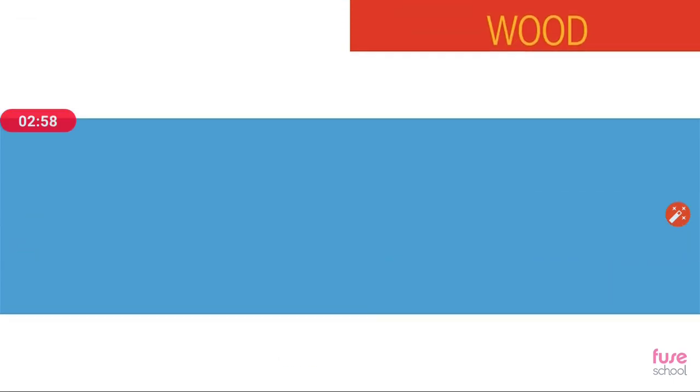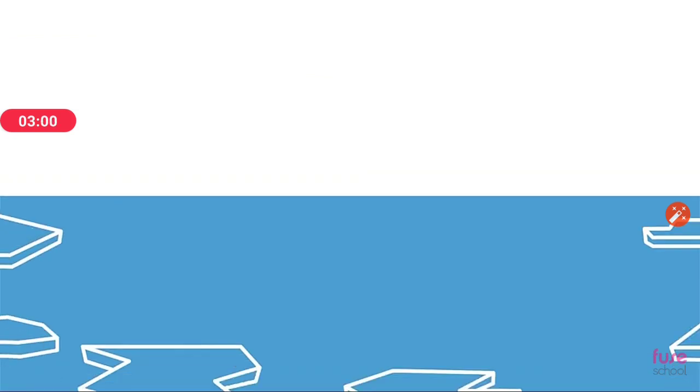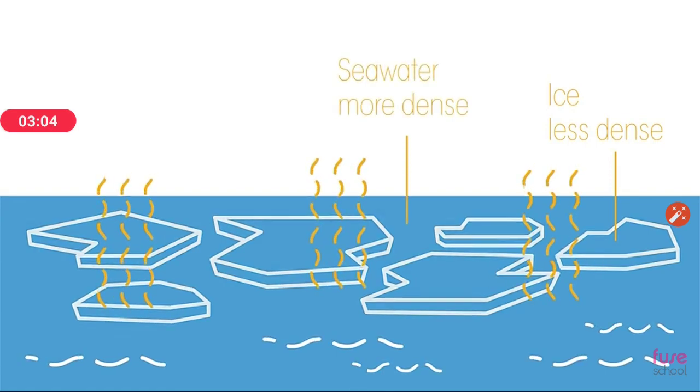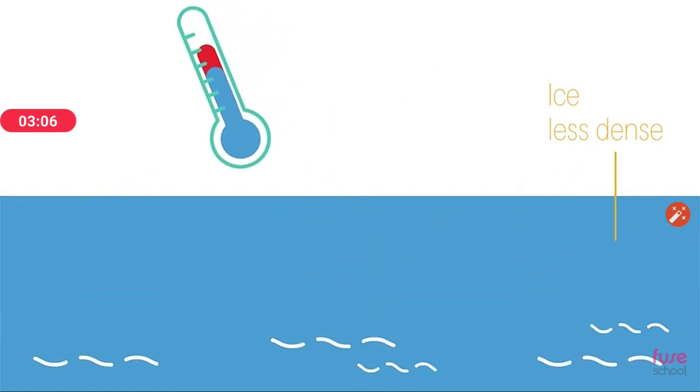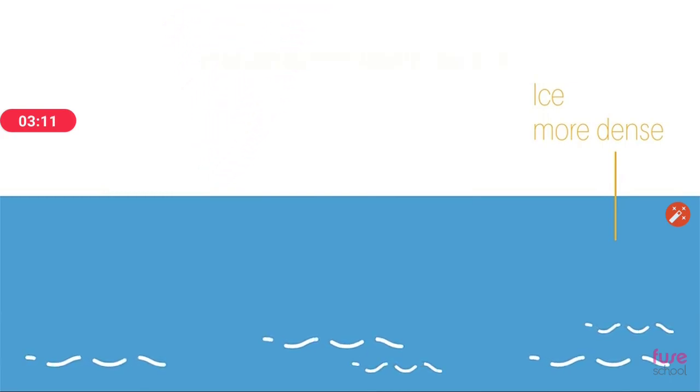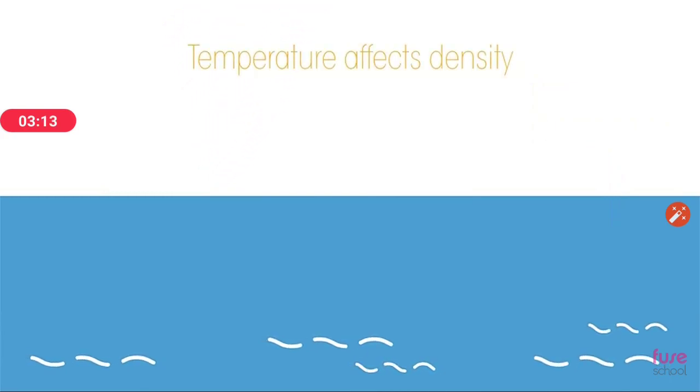A final thought. Think of icebergs. They float on water, so solid ice is less dense than liquid seawater. When the ice melts, so it changes temperature, it becomes more dense and so mixes with the seawater. This means that temperature does affect density.